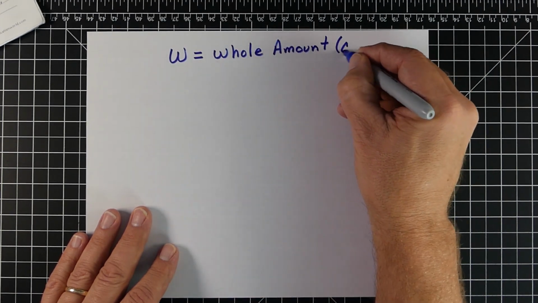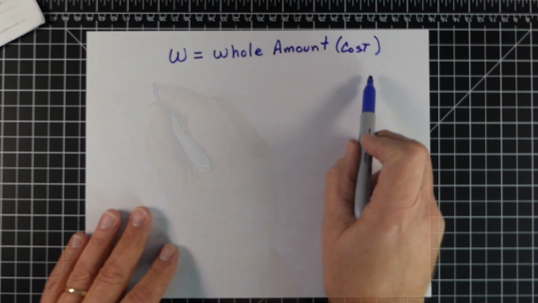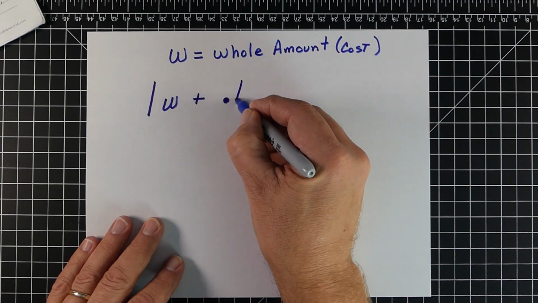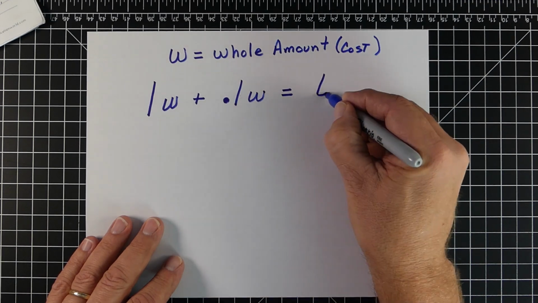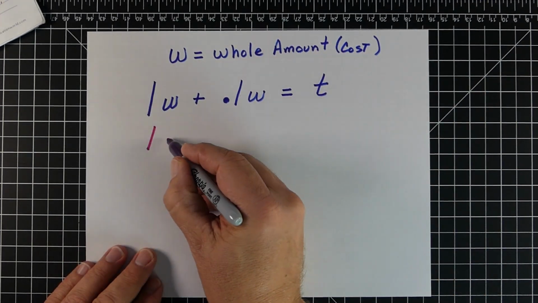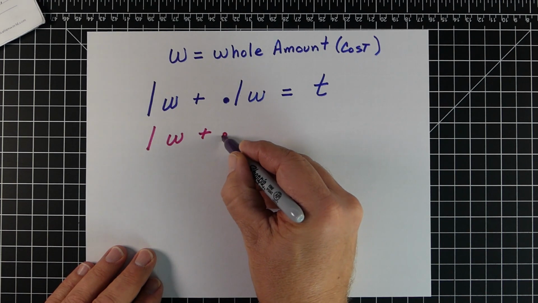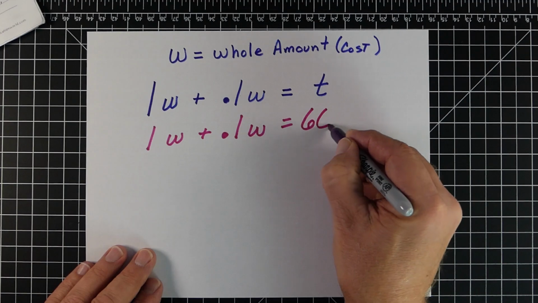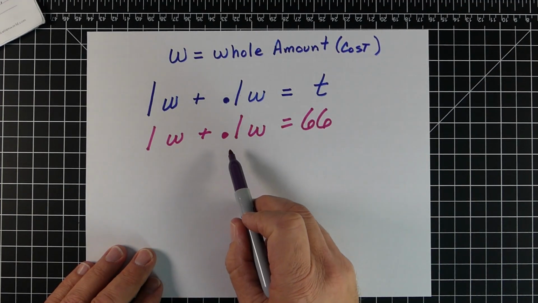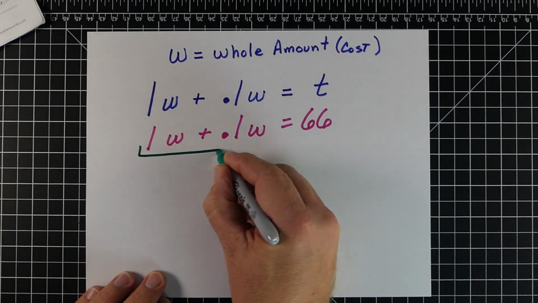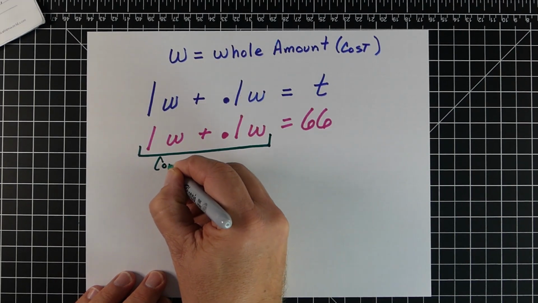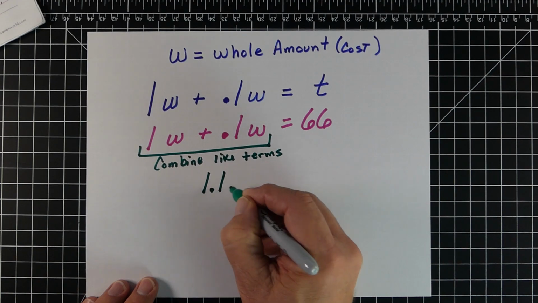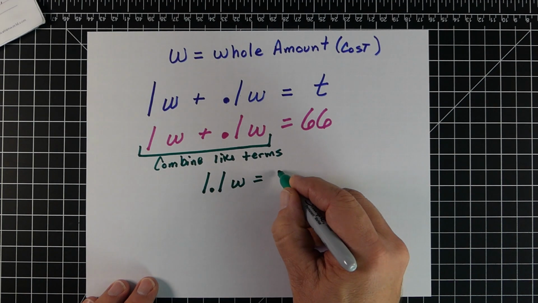Now, what we might want to do is think of this as an equation. We're going to make the W be our variable and represent the whole amount. So we're taking 1W, the whole amount, plus 0.1W, and that's going to equal T, or our total. So we're taking 1W plus 0.1W, and in this problem it equals 66. Then we're going to combine our like terms. So we have the 1W and the 0.1W, we combine those like terms, and we get 1.1W equals 66.